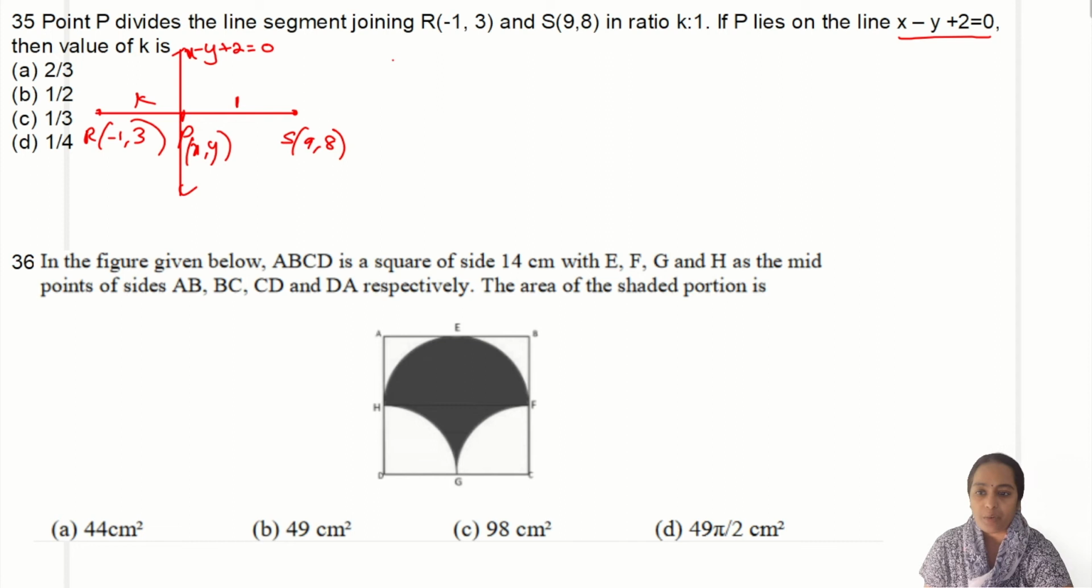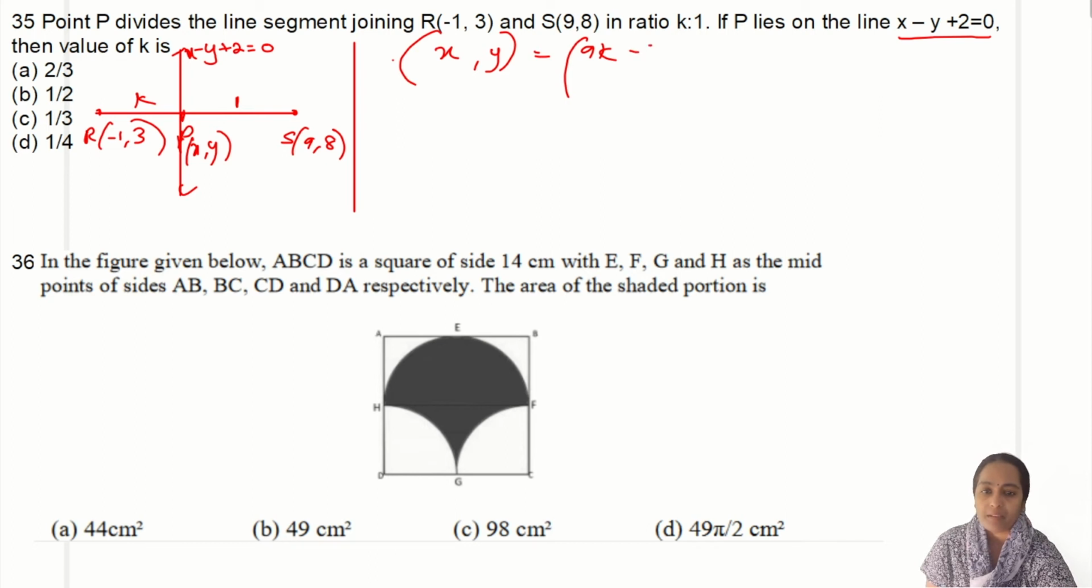Okay, so how are we going to find the value of K from here? What is this point P, children? So for the point P, you can use the section formula here. The point P has got the coordinates of X and Y. So what is X and Y? What is the X value? How do I get it using the section formula? K into 9 plus 1 into minus 1 divided by K plus 1. So it's 9K minus 1 divided by K plus 1.